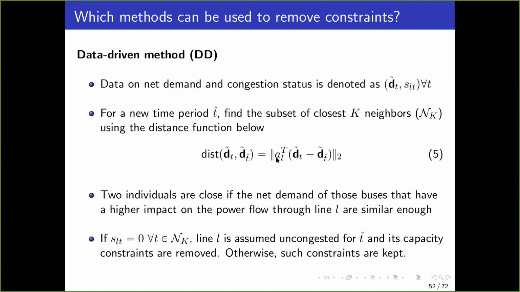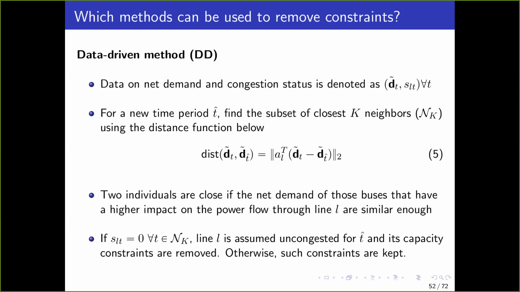But we are multiplying this, we are weighting the demands with the PTDF. In that way, two individuals are going to be close if the net demand of those buses that have a higher impact on the power flow of that line are similar enough. So maybe if you have line 32, you don't really care about what happened in bus 95, because it's very far away. So you want to focus on the buses that are nearby that line, let's say. If the line was uncongested for all the neighbors, then we can safely remove that constraint.